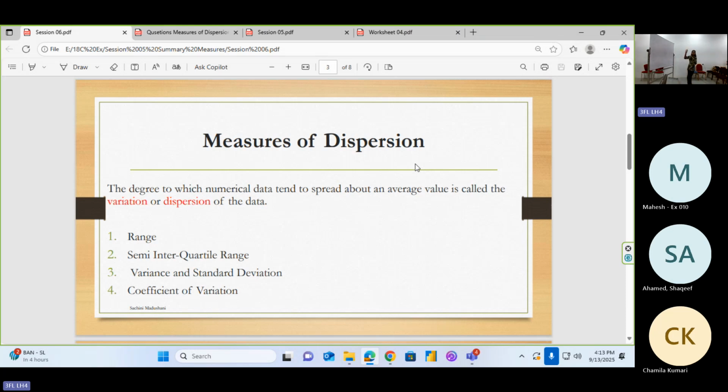Then different types of measurements are there to find out the variation of the data set. The first measurement is range. Range is the simplest measurement, and we can easily calculate it. We require only two pieces of information to calculate the range value. Then how do we calculate the range?